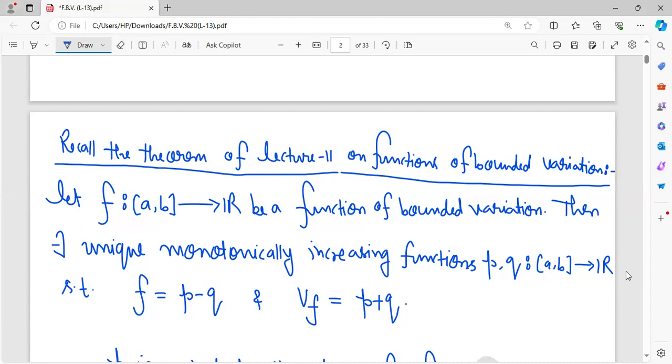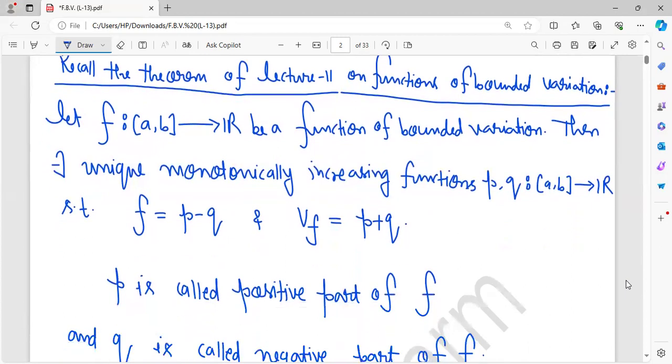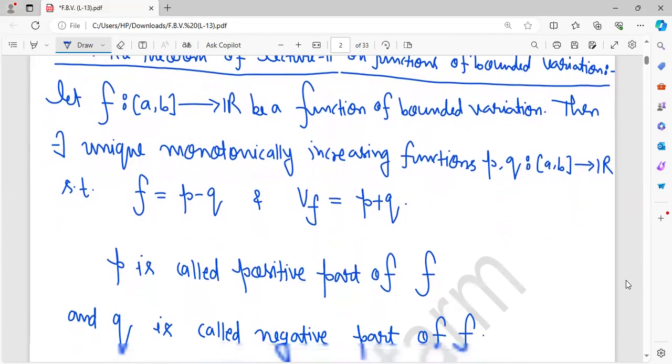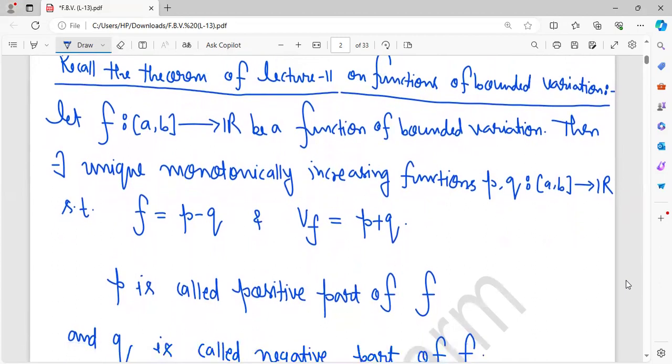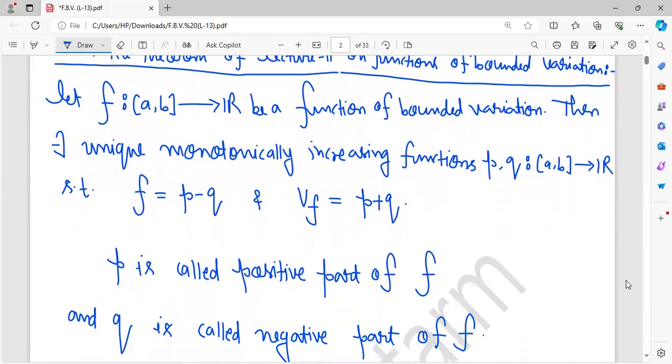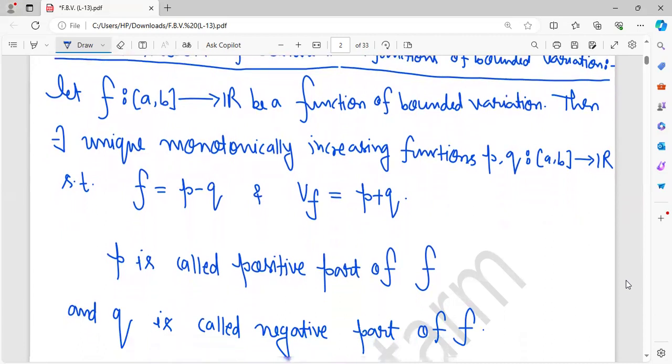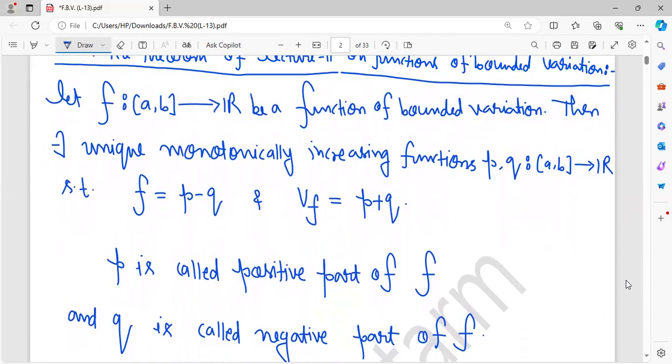Actually, this P is called the positive part of F, and Q is called the negative part of F. But in actual, being a positive part is just a name of P.